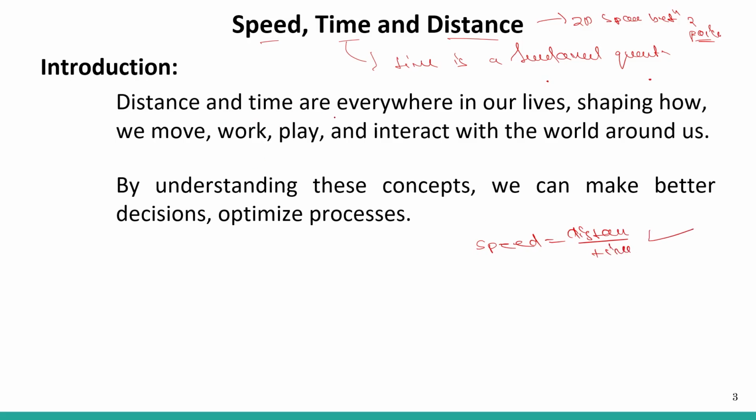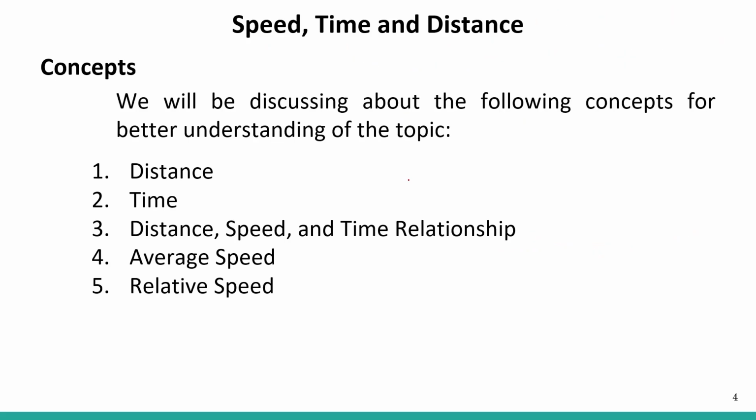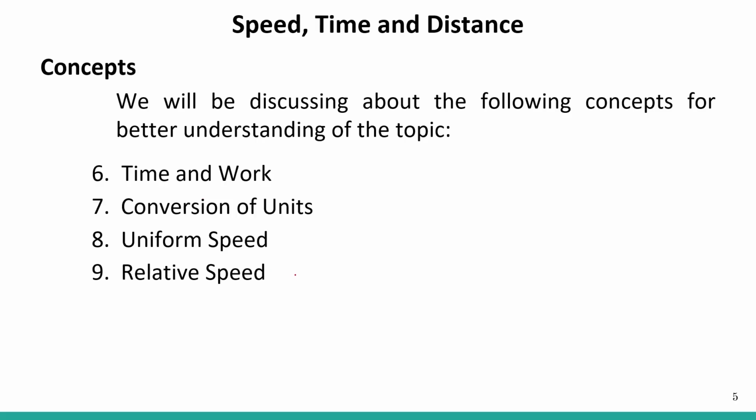Distance and time are everywhere in our lives, shaping how we move, work, play and interact with the world around us. So let's try to understand these things. What is distance, what is time, what is the distance, speed, time relation, what is average speed, what is relative speed. These are some key concepts that we need in this topic. Some other key concepts are time and work, conversion of units, uniform speed, non-uniform speed, and relative speed, and how it is different from normal speed.